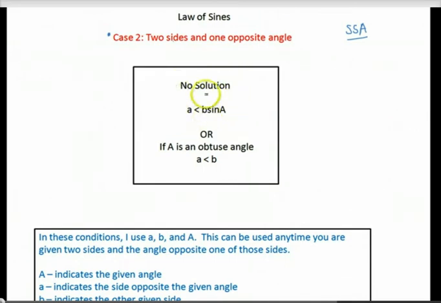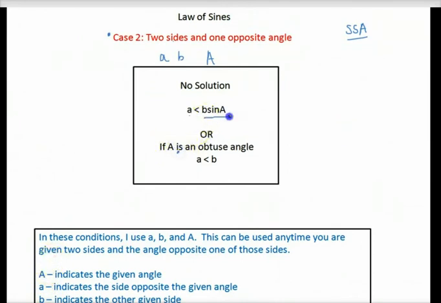Now, there are ways to tell before you start calculating whether or not you will have a solution. You will have no solution if a is less than b times the sine of A. Remember, you're given two sides and the opposite angle. So you're given sides a and b and the angle A, the angle opposite a. Capital A is the angle you're given, lowercase a is the side opposite that angle, and lowercase b is whatever other side you're given.